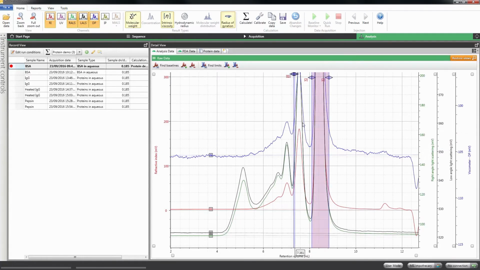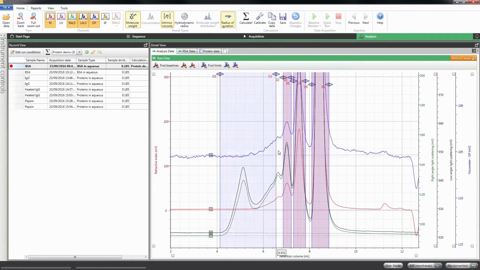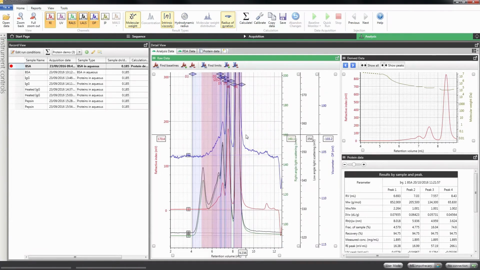So we'll just select, I'm actually going to select 4. These 3 peaks are quite well resolved. And then this fourth one, I'm just going to take all these aggregates and treat them as one individual peak. Now the software's been analyzing in the background every time I put a peak down, and you can see the results here. On the derived data, we see where our molecular weight trace cuts across the refractive index chromatogram.